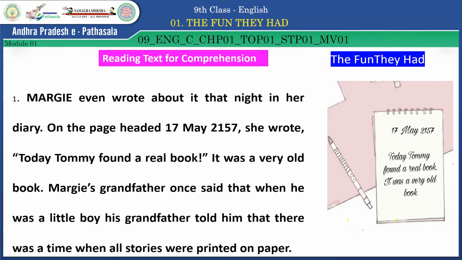Maggie and Tommy are the two characters here. Maggie came to know about the printed paper only through her grandfather, but she had never seen that till now.